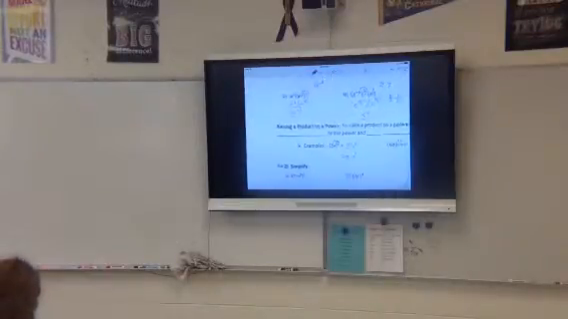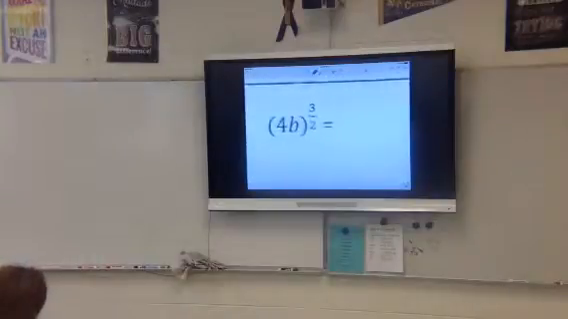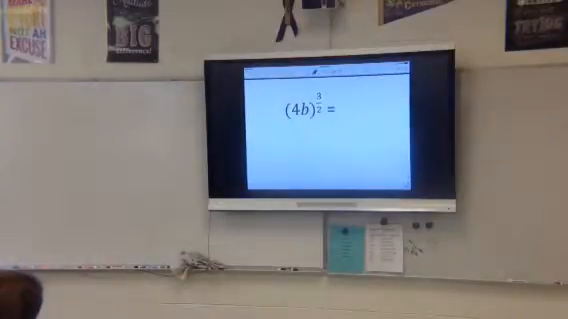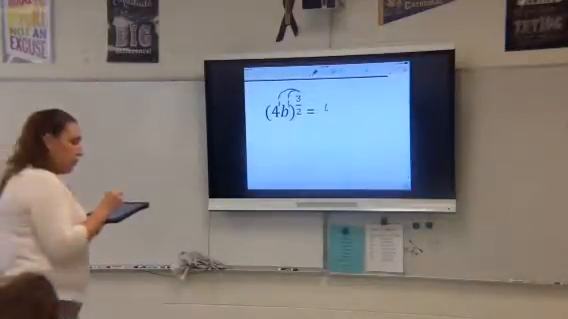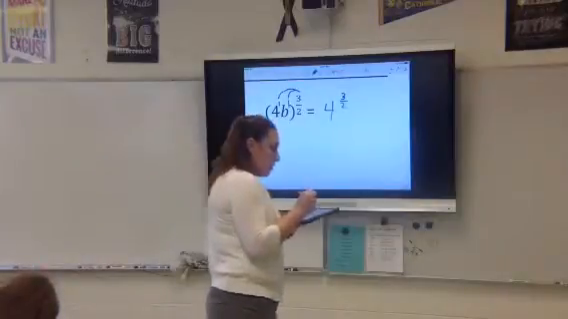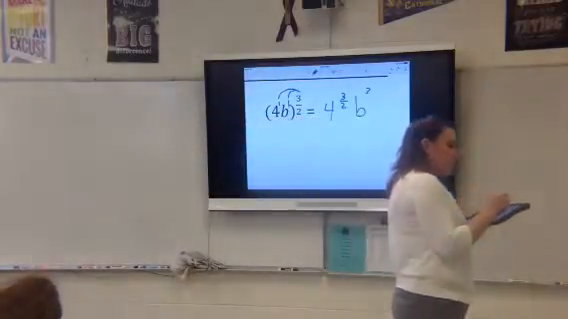Okay? All right, so let's look at the next one. So now we have a fraction. Okay? You're still going to drop it into both parts. So we're putting 1s on both of those. And we're going to drop it into both parts. So we're going to get 4 to the 3 halves, b to the 3 halves.